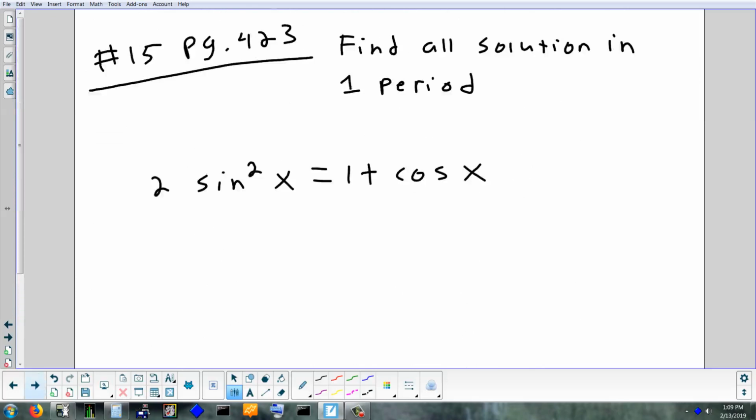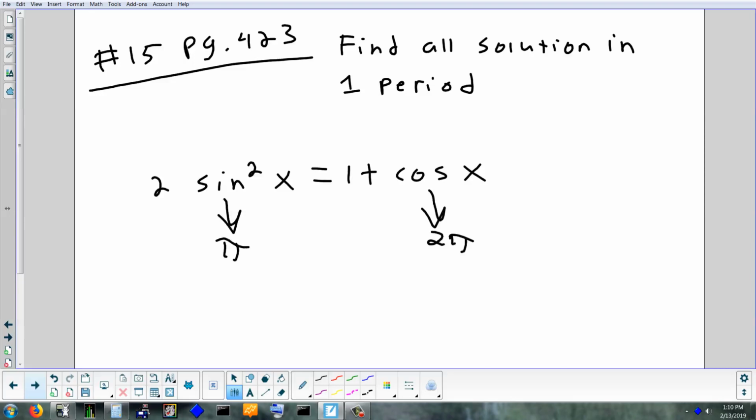Okay, directions are a little different. They're saying find all solutions in one cycle, or in one period. They're not telling you the period this time. Okay? We know how to find the period of this. We did that before. Period of sine squared is pi. I just memorized that. If you're not sure how I did that, it's sine to an even power, which is the formula pi over b. Okay. Period of cosine is 2 pi.